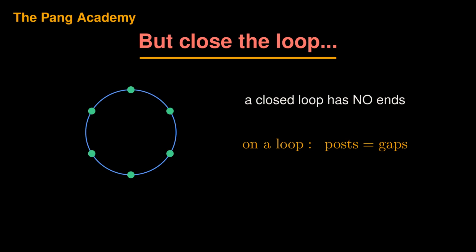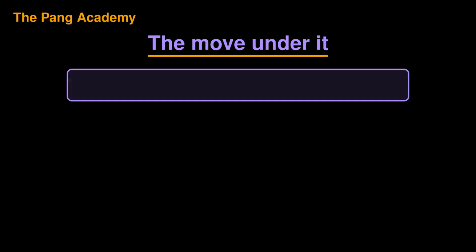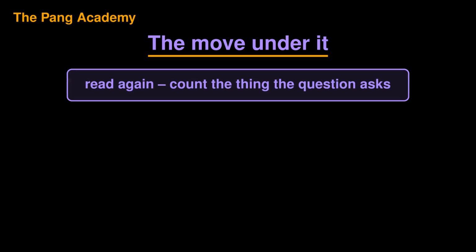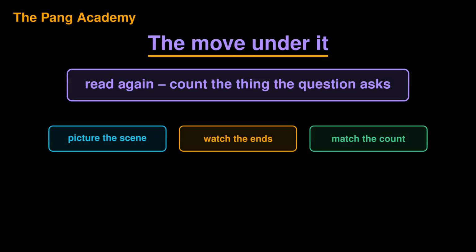Whether you are on a straight line or a closed ring is exactly the thing careful reading is there to catch. So the real skill is not faster arithmetic. It is reading again and making sure your sum counts the thing the question truly asks. The obvious number is often the wrong one, dressed up to look right. Picture the real scene. Watch the ends, because that is where the off by 1 hides. Then match your count to what is actually there. Do that, and these traps stop catching you.